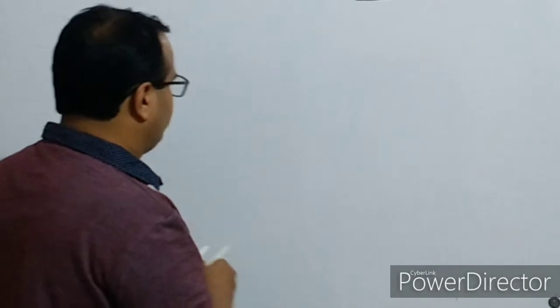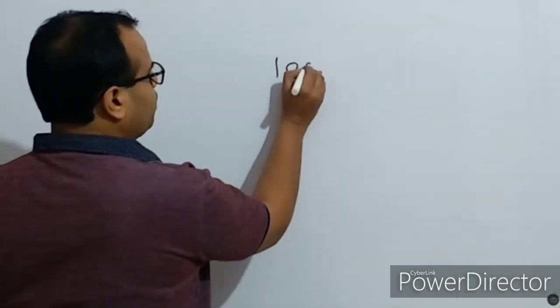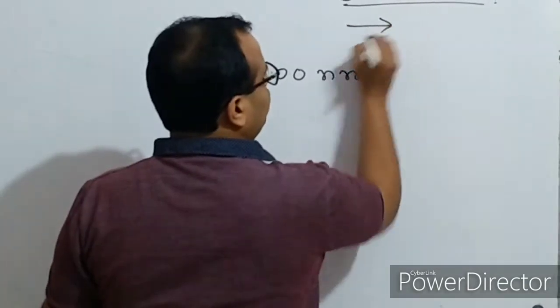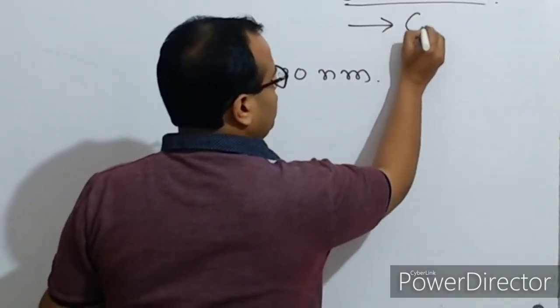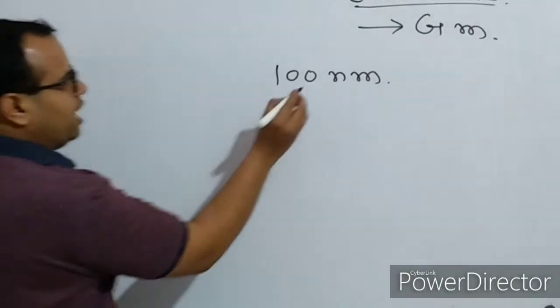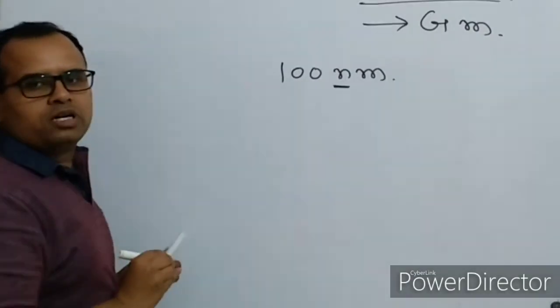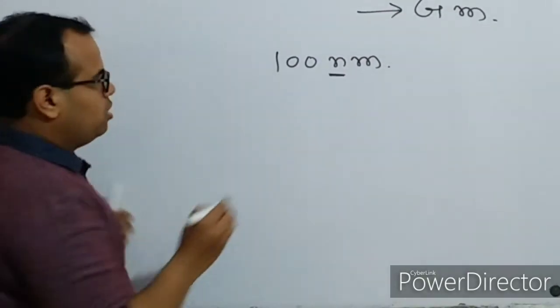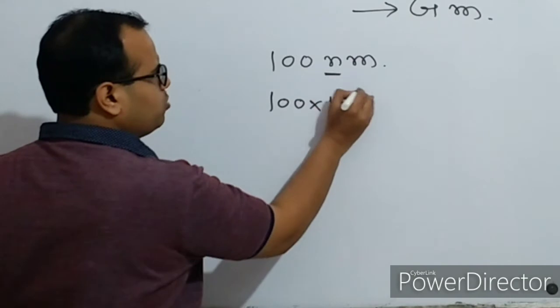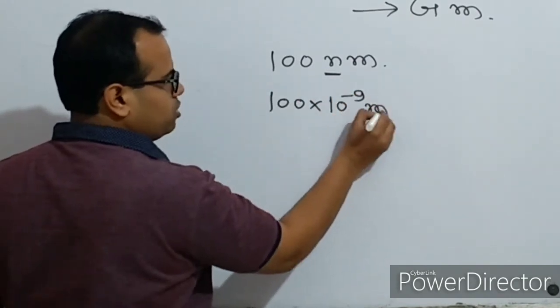Okay, so if you convert a smaller unit into a bigger unit, suppose we have 100 nanometer, and that has to be converted into say gigameter. Now, as far as nano is concerned, nano stands for 10 raised to the power minus 9. So we can write 100 into 10 raised to the power minus 9 meter.